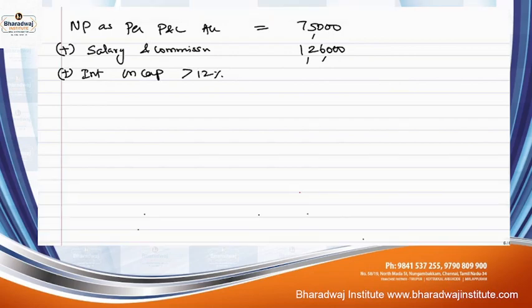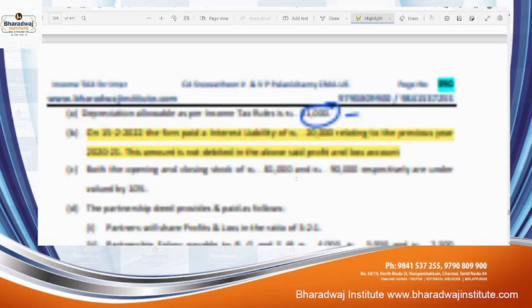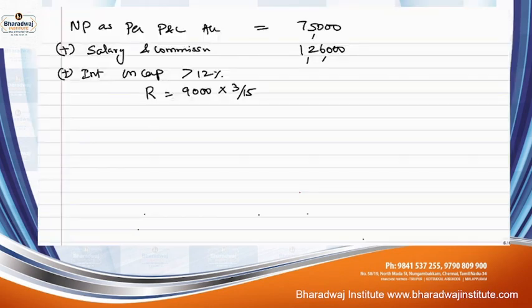12% allowed, more than 12%, right? Interest on capital more than 12%. Look at R. How much percent have they paid to R? Look at the adjustment. How much percent have they paid? 15%. How much excess is there? 3%. So 9,000 into 3 by 15. Why 3 by 15? More than 12, how much is there?